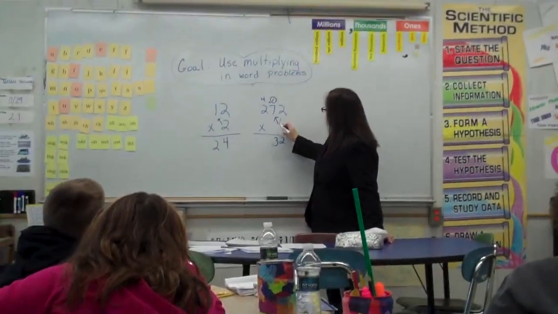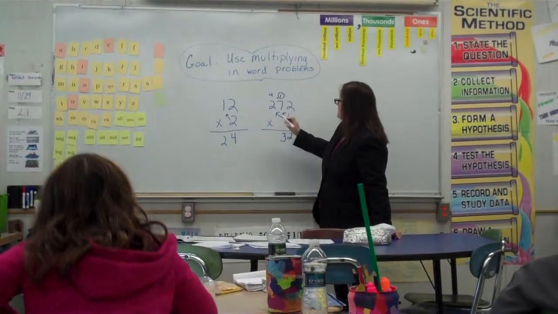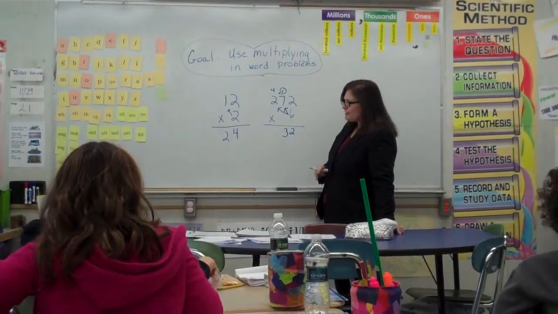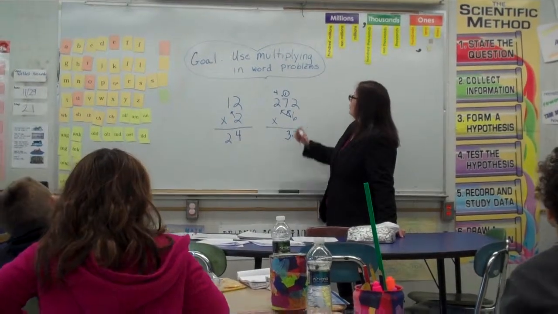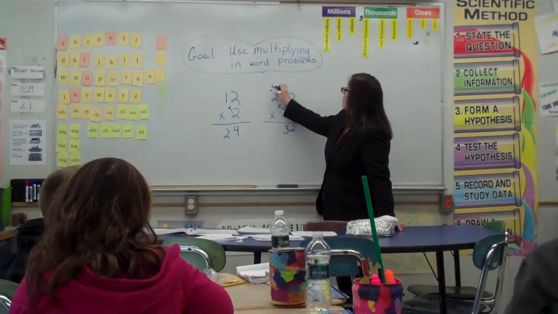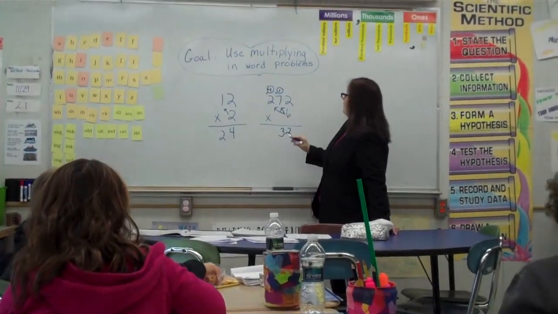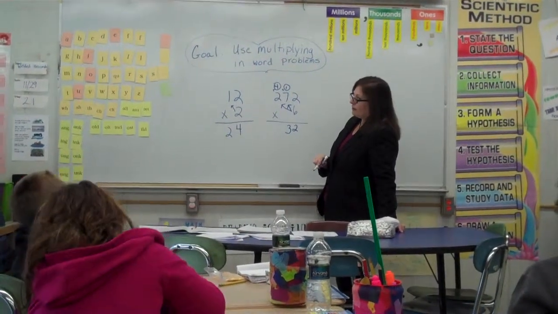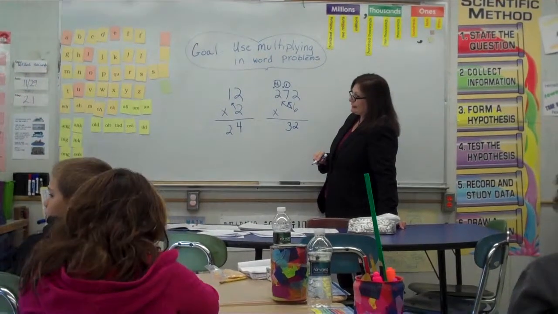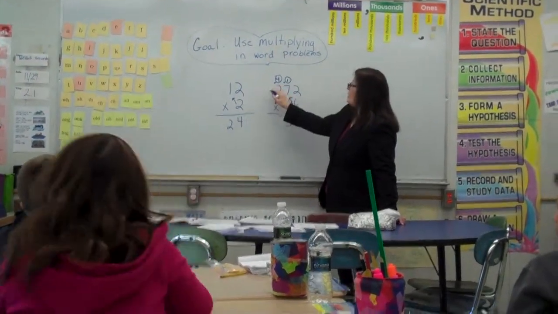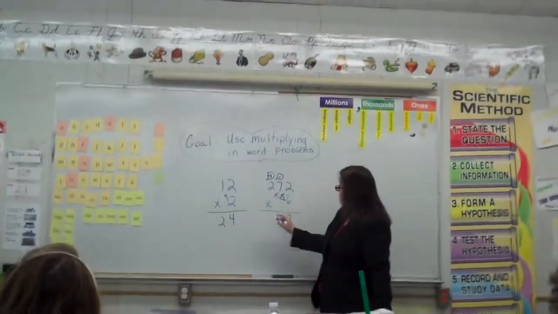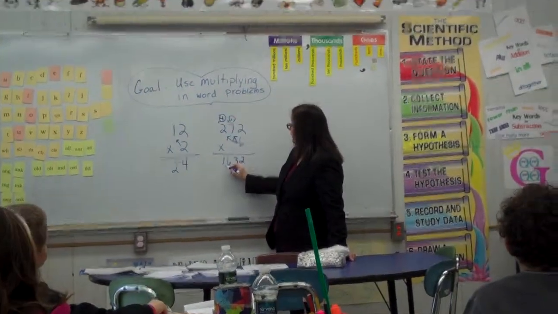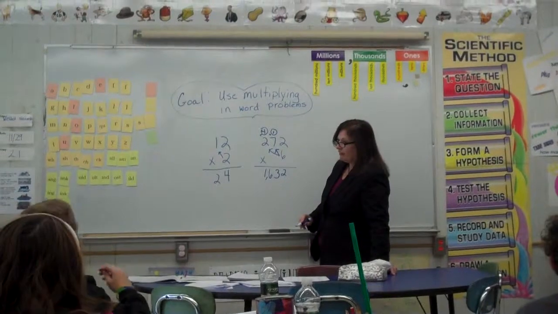So I'm just going to draw another little arrow. What's 6 times 2? 2 groups of 6. 12. Good girl. What do I do with this 4 up here? You add it. Good. So what is 12 plus 4? 16. Okay, so I don't have any other numbers to regroup, so I'm done. And I write my 16 down here. And I put the comma.